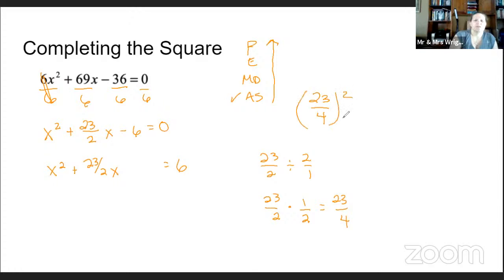And then we would need to square that to figure out what to add, right? So 23 times 23 is 529, and 4 times 4 is 16. So we're going to add 529 over 16 to both sides.